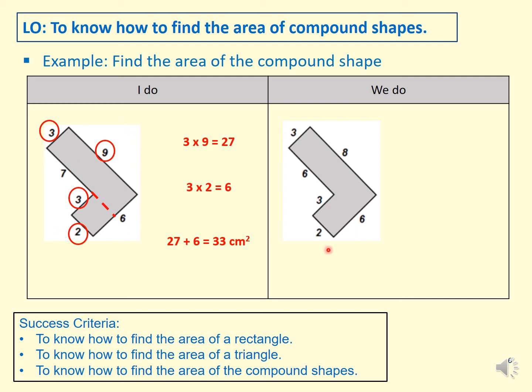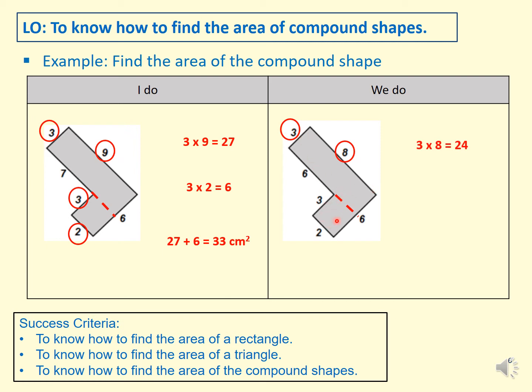Same things for doing the video question. Again, separate the shape into two different shapes that you know the area of. I've done it this way. For finding the area of the bigger one, I need the whole length in here and the whole length in here, which is 3 and 8. If I times them together, I find 24, the area of this one.